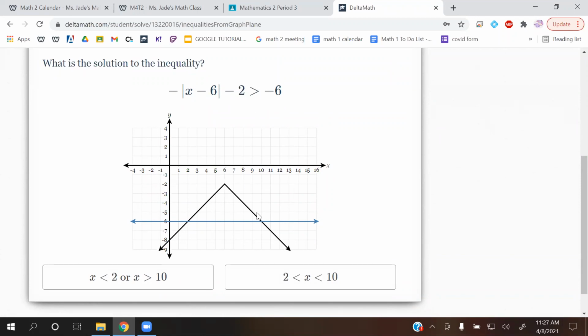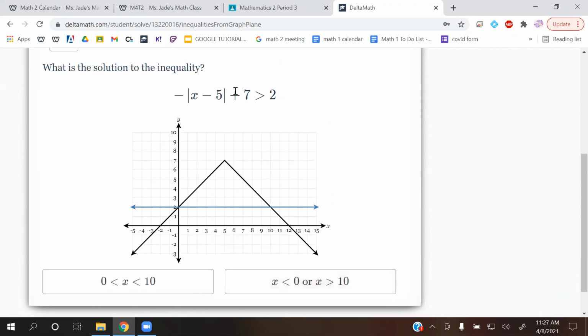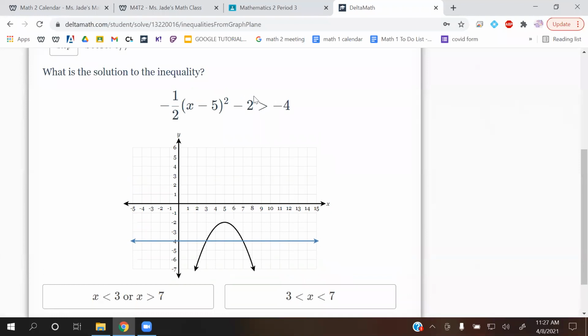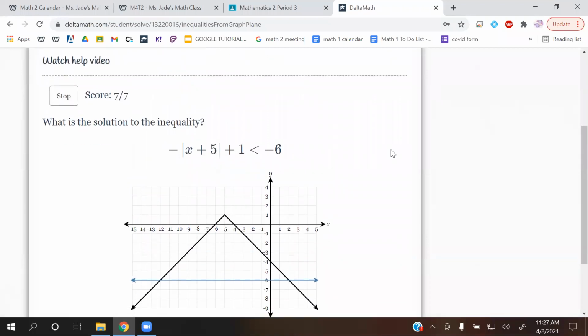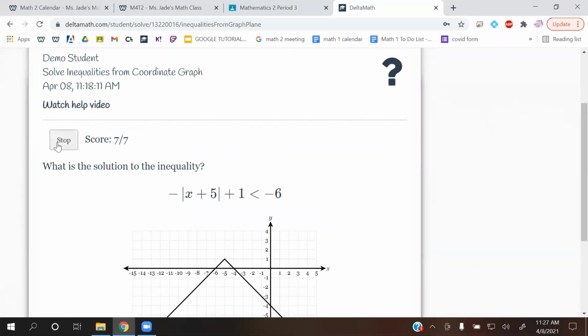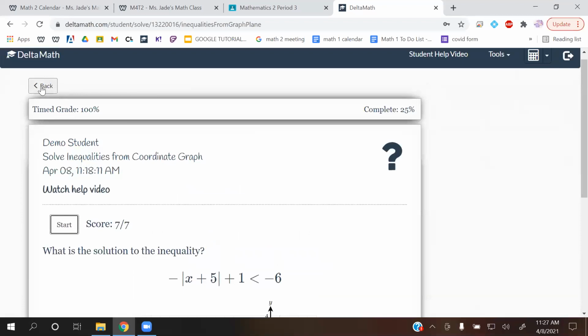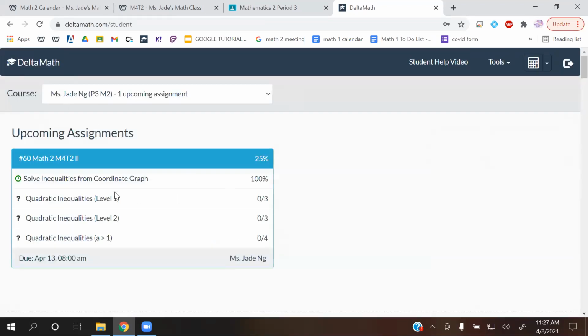If I want it to be greater, I want the stuff in between. That's that one. This one, I want it to be greater, so that's above. So that's the stuff in between. So that's this one. This one, you also want it to be greater, so that's the above. That's this stuff in between. And we got 7 out of 7, so I'm going to stop. Let's go back, and then we can go to another category over here for the next video.